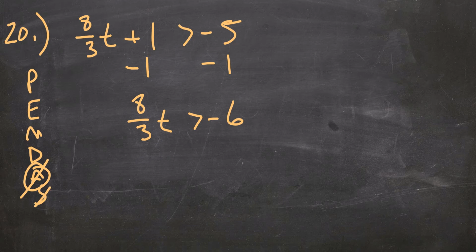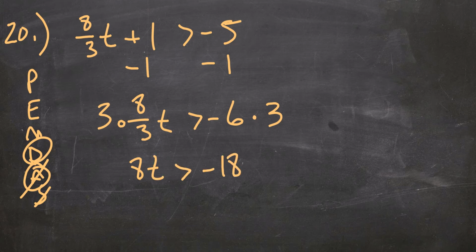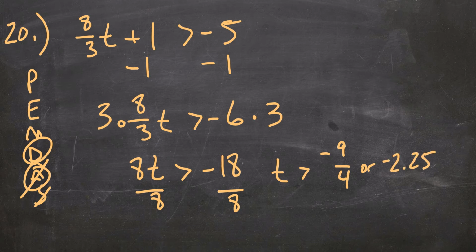All right. I'm going to get rid of the division, which means I'm going to multiply by 3. I end up with 8t is greater than negative 18. And now I'm going to divide by 8. I end up with t is greater than negative 9 over 4 or negative 2.25. So t is greater than negative 9 over 4, or maybe you put negative 2 and a fourth.